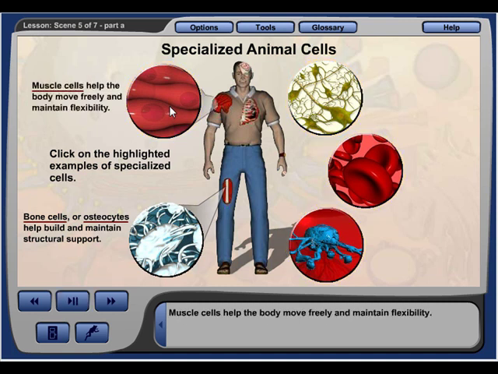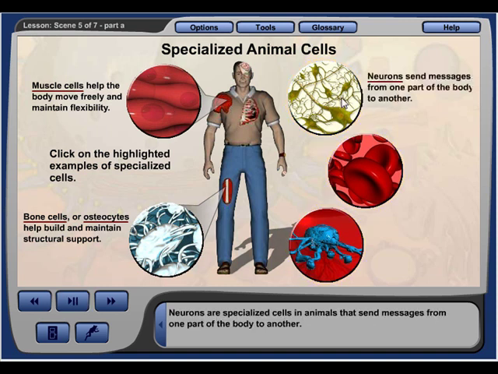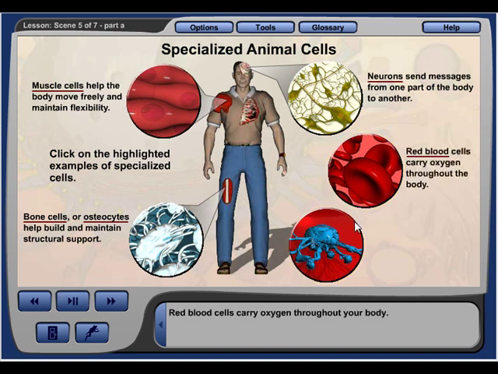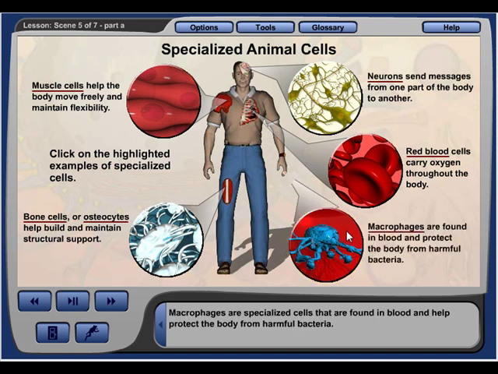Muscle cells help the body move freely and maintain flexibility. Neurons are specialized cells in animals that send messages from one part of the body to another. Red blood cells carry oxygen throughout your body. Macrophages are another type of specialized cell that are found in blood and help protect the body from harmful bacteria.